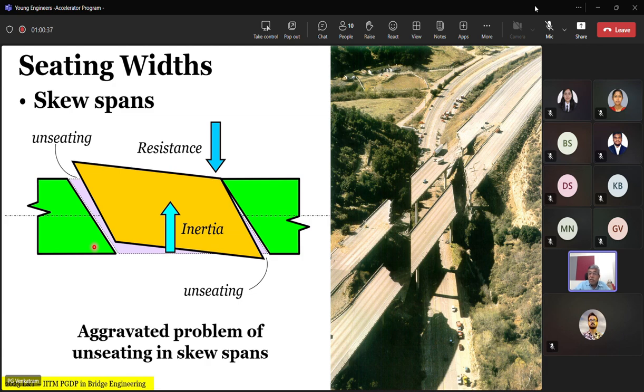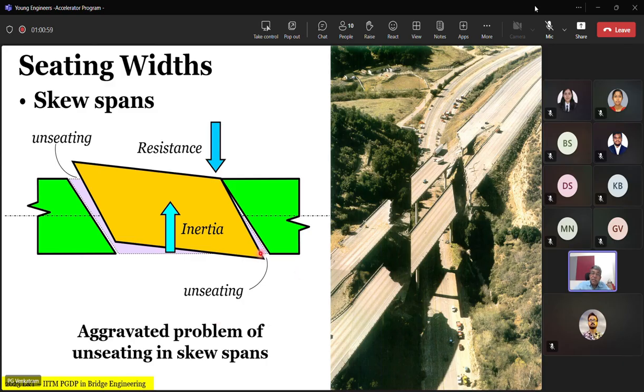I am cautiously using the word, because tomorrow you shouldn't go back and say, I told you not to do skew bridges at all. But if you are doing skew bridges, make sure that your arrangement is such that you don't have these unusual displacement issues which plague all skew bridge decks, which can lead to unseating.